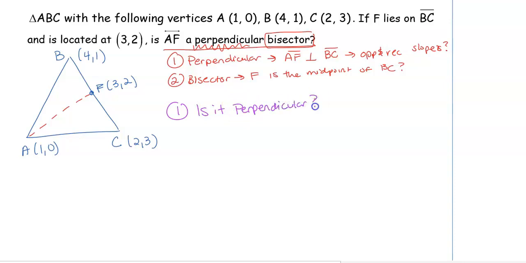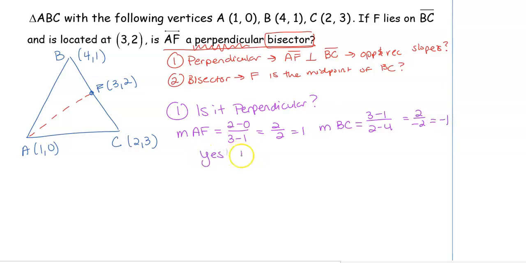So we need to find our two slopes. For the slope of AF, we subtract the y's on top, so 2 minus 0 on top. Subtract the x's on the bottom. We get 2 over 2, which gives us a slope of 1. I'm looking for the other segment to be opposite and reciprocal. So the opposite reciprocal of a positive 1 is a negative 1. So we're going to look at the slope of BC and see if we get what we need. Subtract the y's on top, the x's on the bottom. We get 2 over -2, which is -1. So we just found, yes, AF is perpendicular to BC.